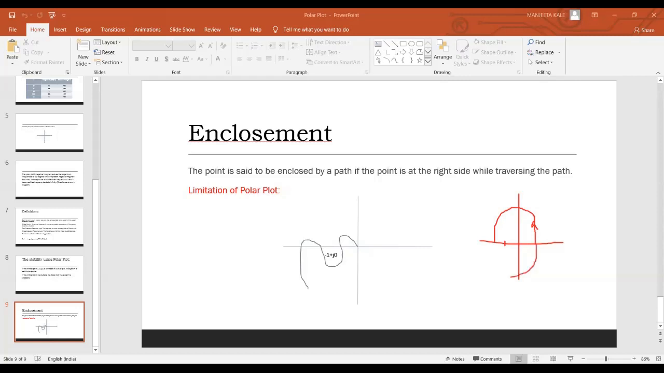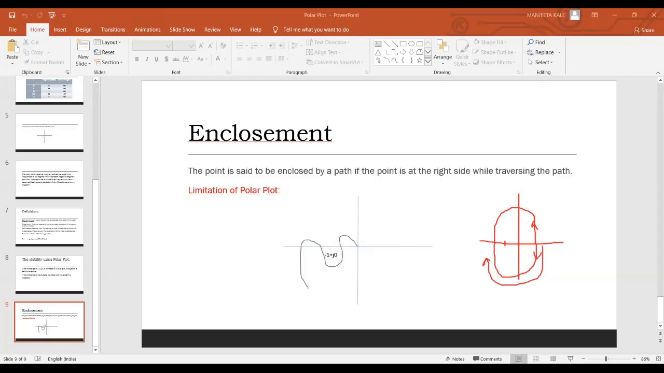If you have this and then you are moving in this direction, then we can say that the point is enclosed, because if we are moving in this direction, the point will always lie to the right side of the movement. So this is called enclosement.